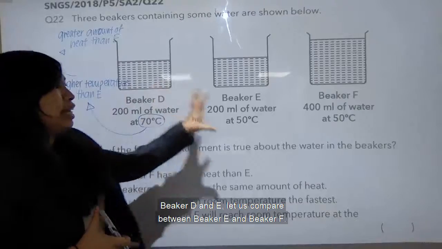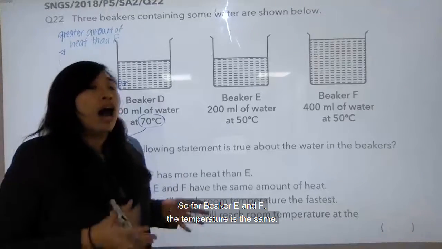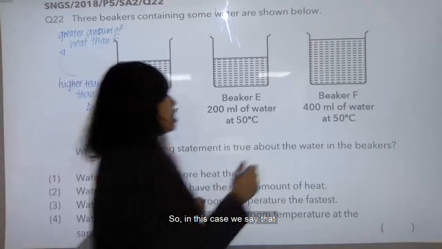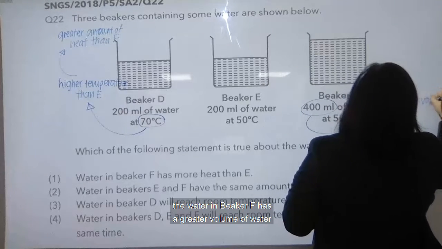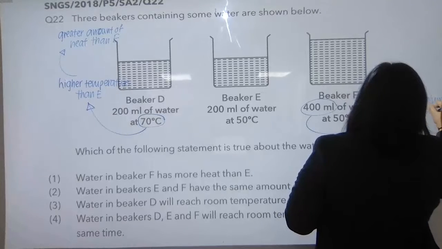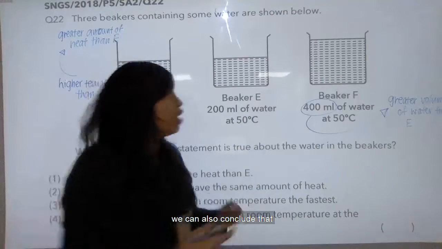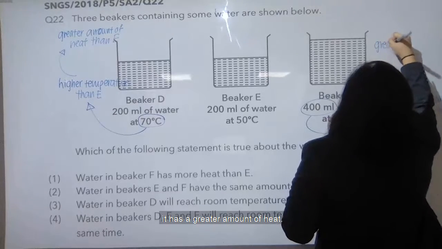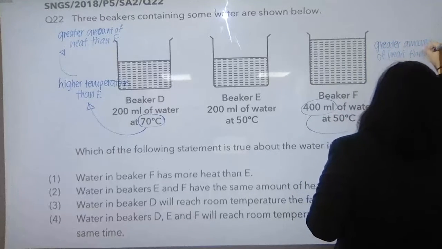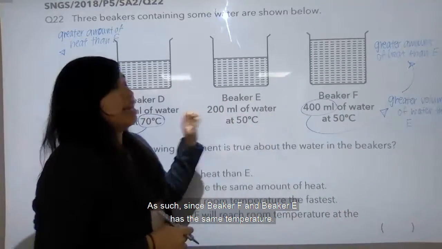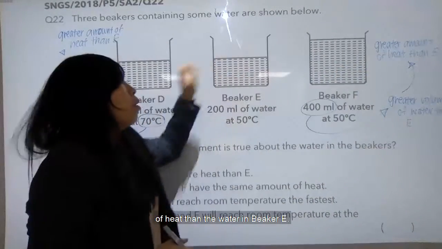Now, once we have compared beaker D and E, let us compare between beaker E and beaker F. So, for beaker E and F, the temperature is the same, however, the volume of water is different. So, in this case, we say that the water in beaker F has a greater volume of water than beaker E. So if a substance has a greater volume, we can also conclude that it has a greater amount of heat. As such, since beaker F and beaker E are the same temperature, beaker F with the greater volume of water than E will have a greater amount of heat than the water in beaker E.